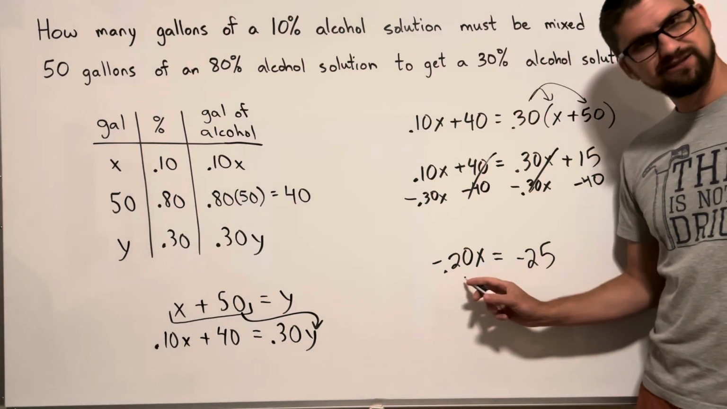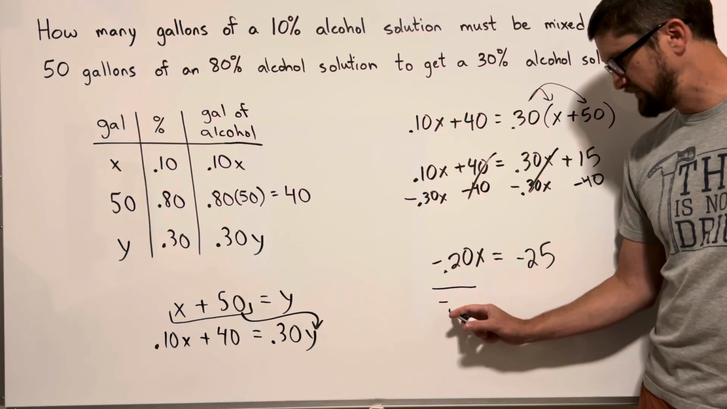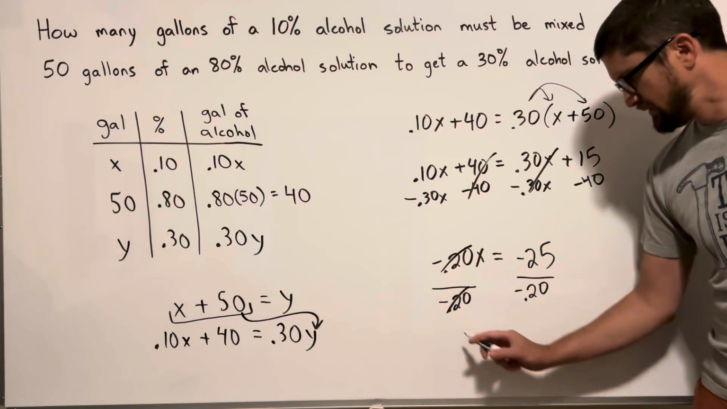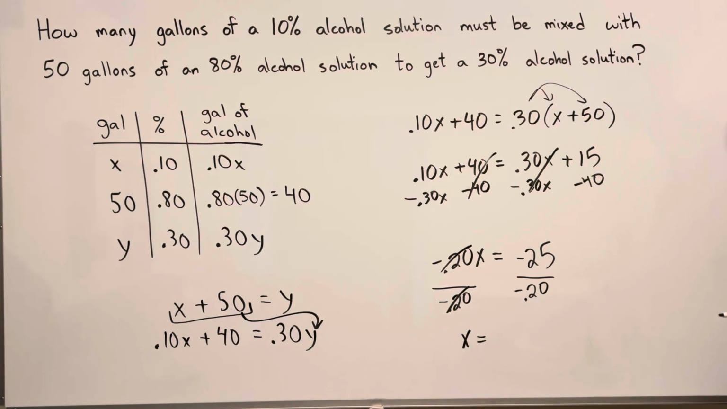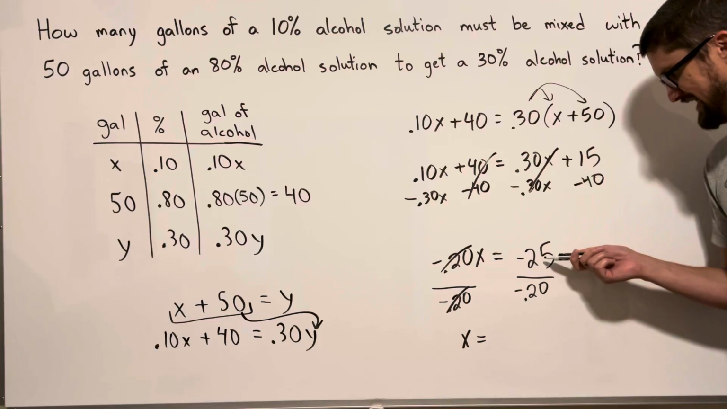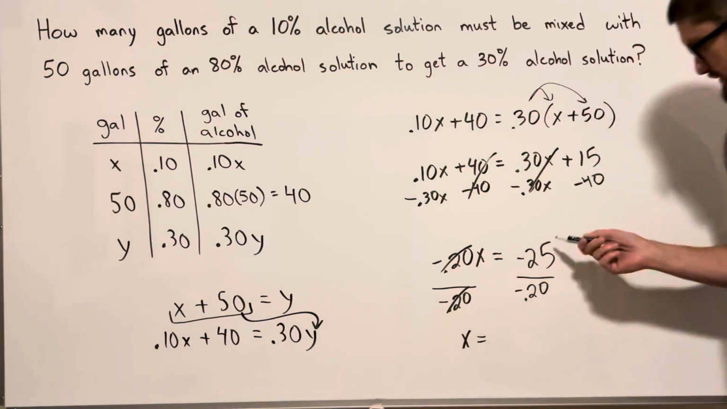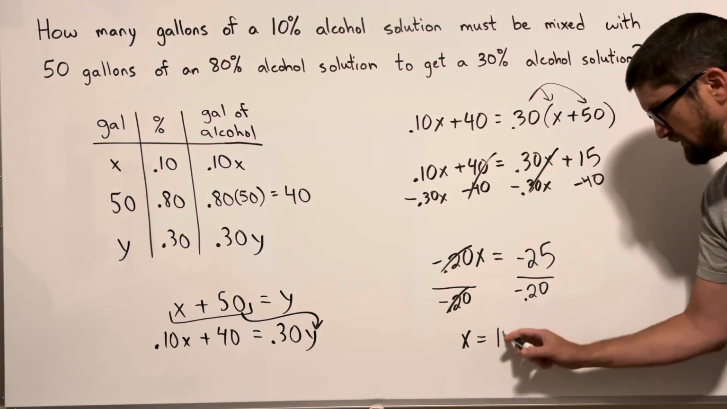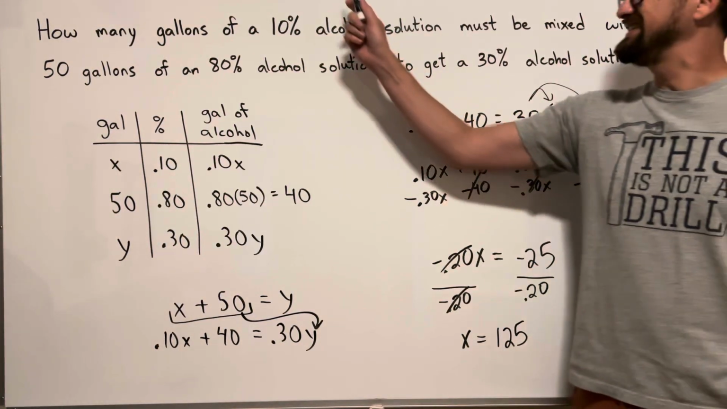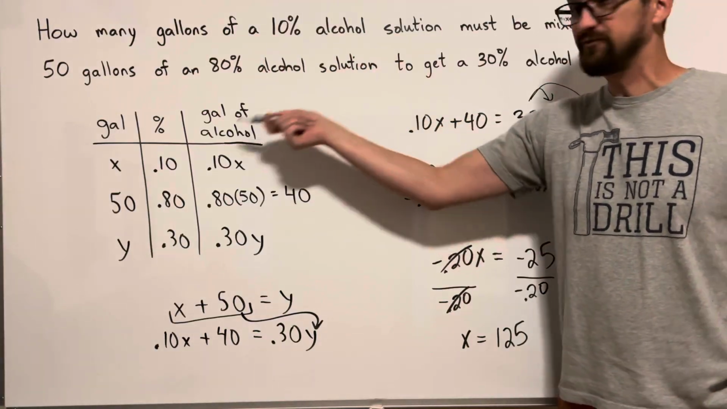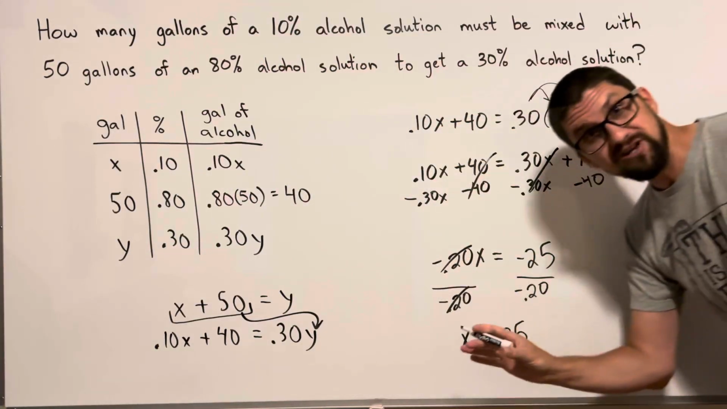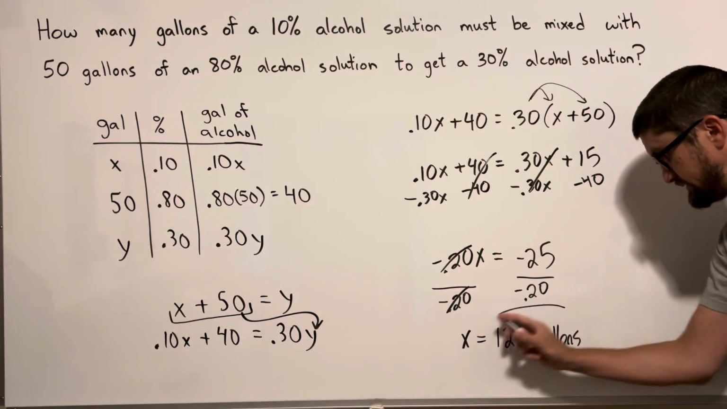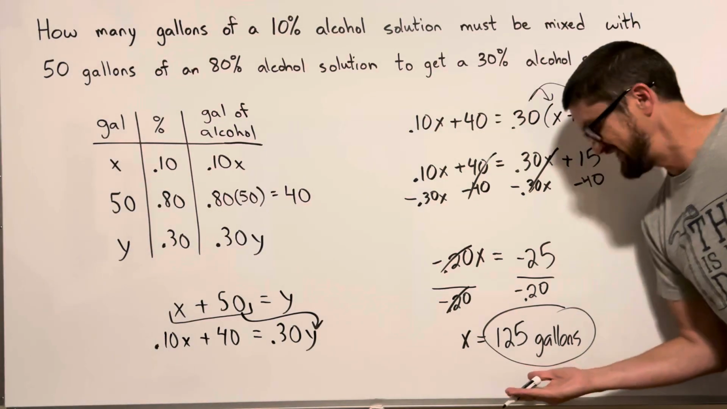And now to solve for X, I'm going to divide both sides by negative 0.20. So I'm left with X on the left, and a negative number divided by a negative number is positive. 25 divided by 0.2 is going to give you 125. Now remember, X is the number of gallons in this first container. That's what I'm looking for. Don't forget to put the units. So my answer here is 125 gallons. There you go.